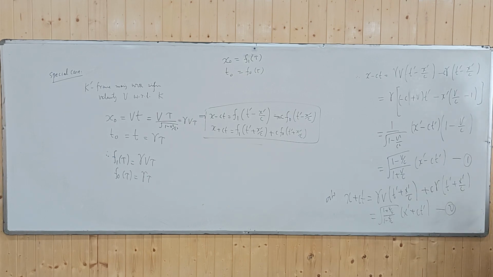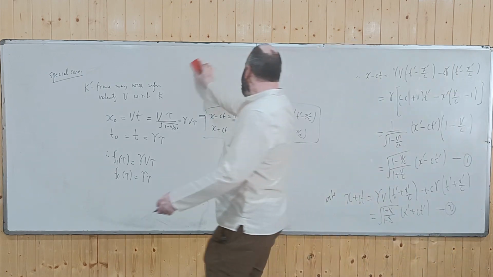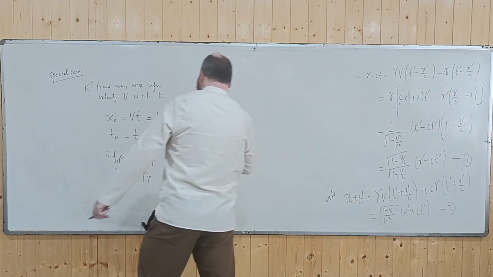Clear? Just a little bit of algebra. It's not a hectic job. So now let's solve for x prime and t prime, or let's solve for x and t. Clear? So what will you get? Solving these for x and t.